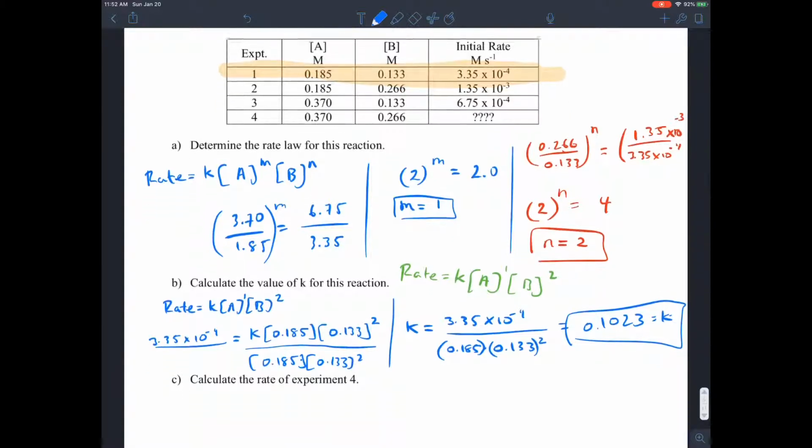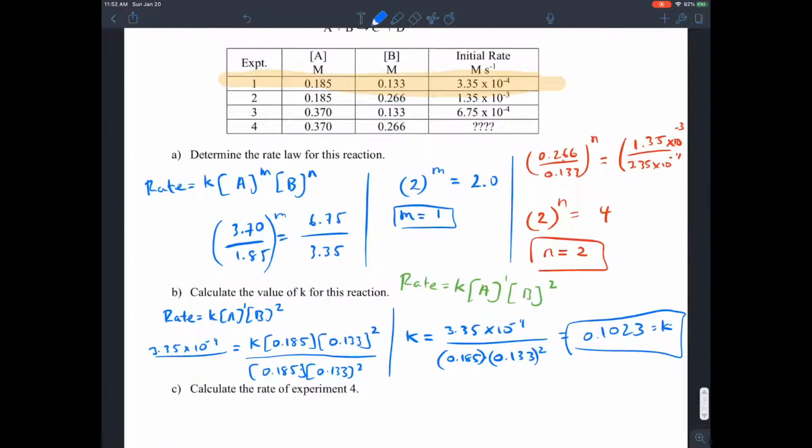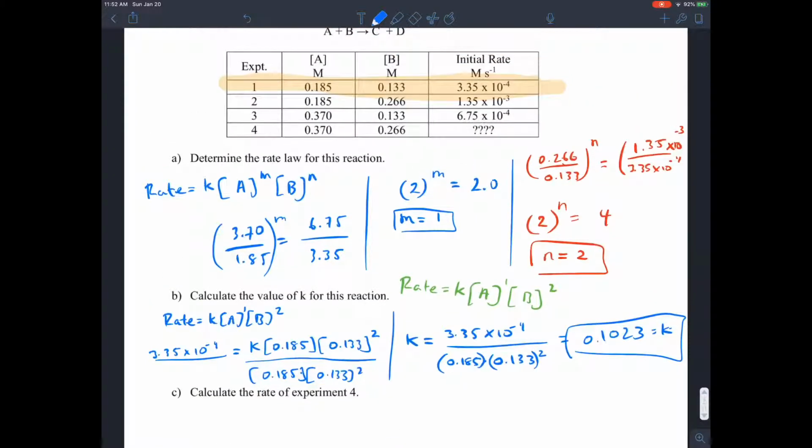Okay, so let's just see what we did, just to double check that we did everything correct. So for my K constant, we picked any row from our data set. And because we know the orders of A and B, we can now solve for K, because we had our rate law written right here. So I quite literally plugged in the value for the rate, which is right here, 3.35. I just don't know what K is, but I know that the starting amount for A was this 0.185, and for B was this 0.133. Now, all I did then, because I don't know what K is, was divide both sides by 0.185 and 0.133 squared, and I was able to solve for my K.